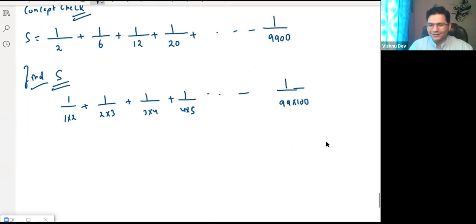Tell me this. 1 by 2 into 3. Can I write it as 1 by 2 minus 1 by 3? Tell me this. Can I write 1 by 2 minus 1 by 3? Yes or no?